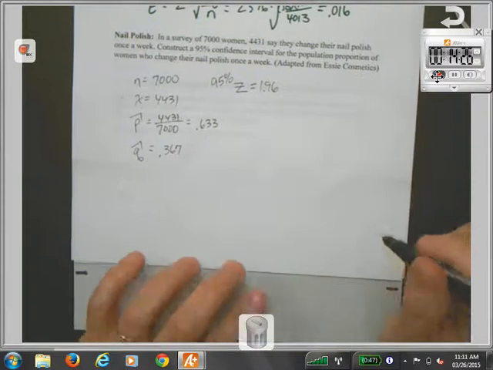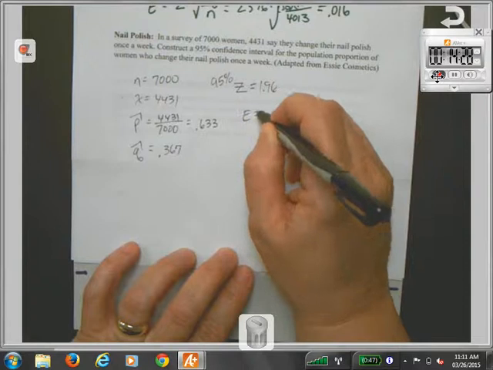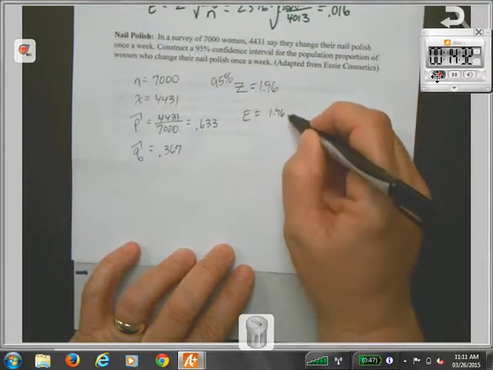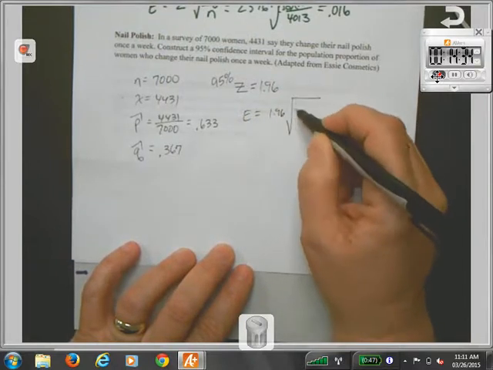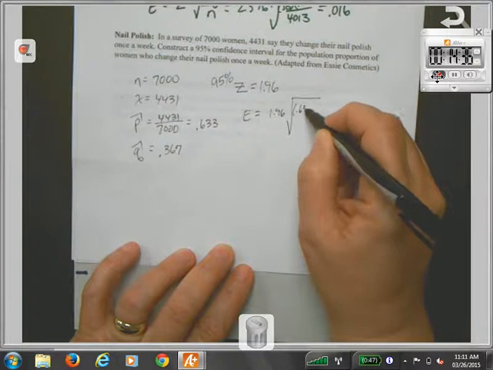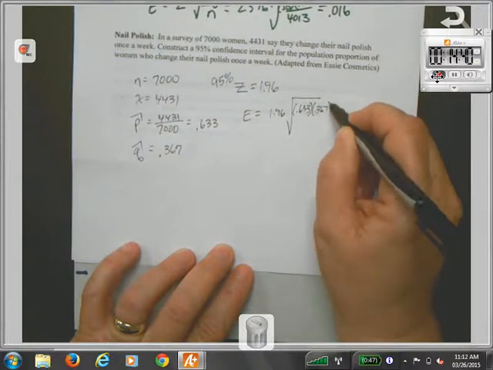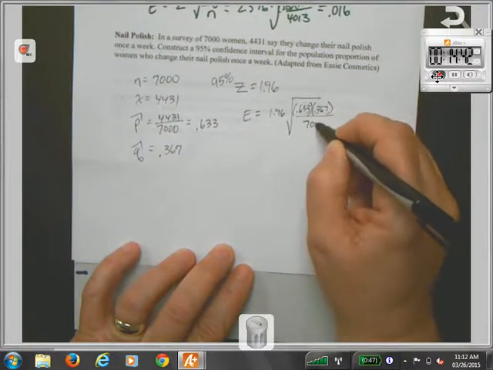Okay, now time to find the margin of error. Margin of error is going to be Z, 1.96, times the square root of 0.633 times 0.367, all divided by 7,000.